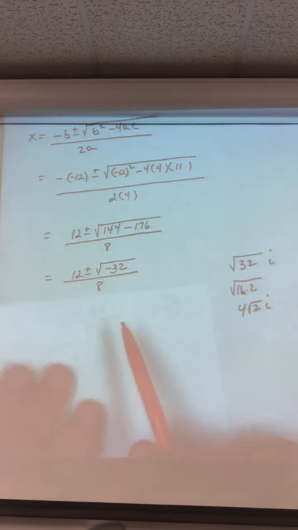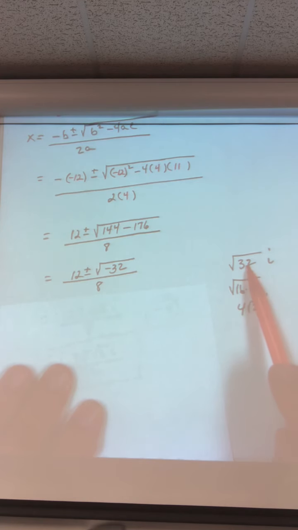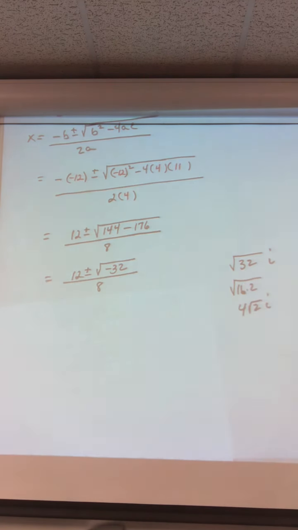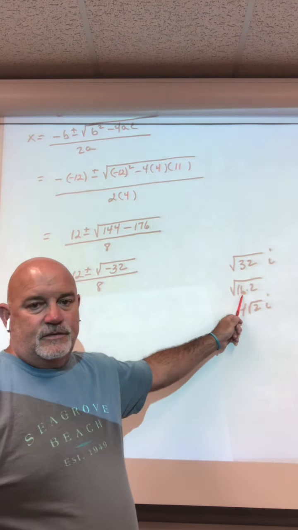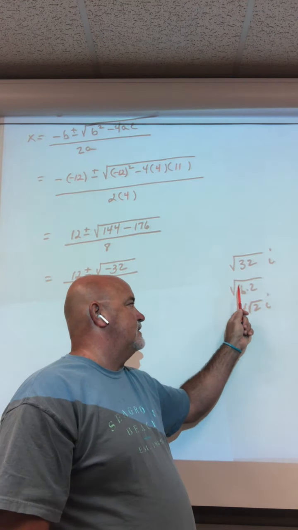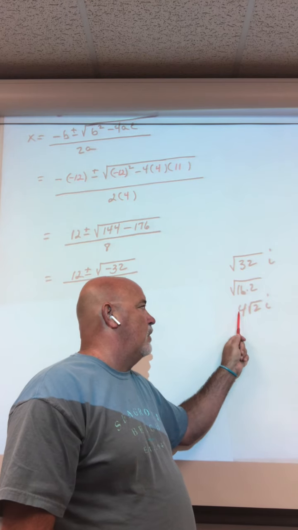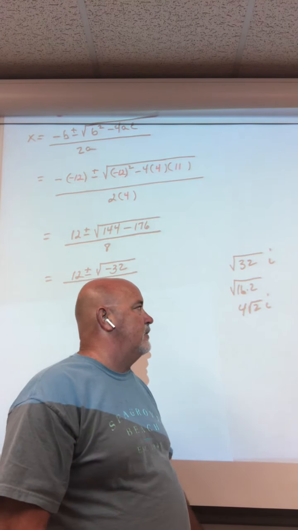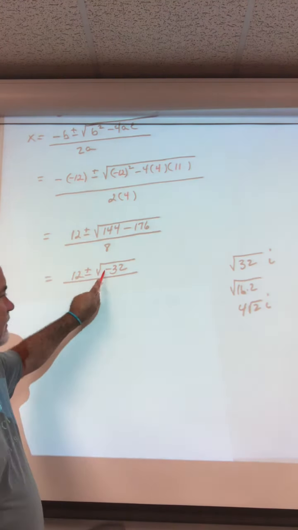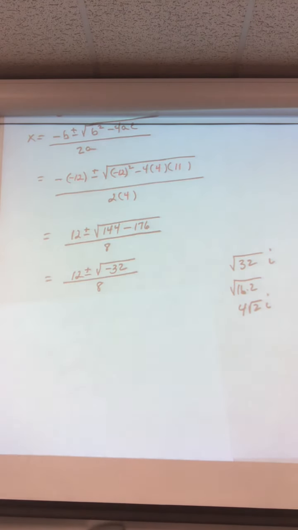Now, how do we reduce that? Well, I know there's going to be an i in the answer. And then if you reduce the square root of 32, there is a perfect square that goes into 32, and that's 16. 16 is a perfect square, and it divides into 32. So rewrite this as 16 times 2, and the square root of 16 brings out a 4. The square root of 2 stays under, and the i because of the negative under here. So this would be 4 square root of 2i.